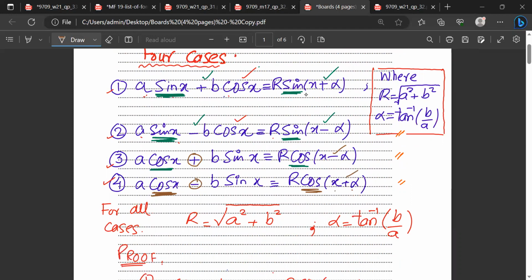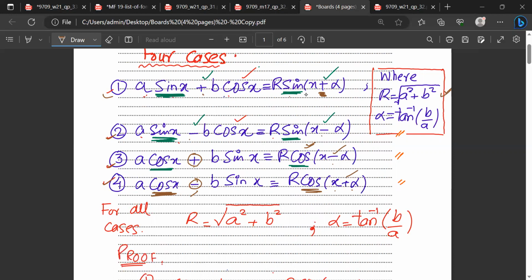So for the sine, the middle sign is the same as the sign on the left hand side. For negative, it is negative. But for the cos, we write the different sign: negative for positive and positive for negative. For all these four cases, R can be calculated by using this formula.